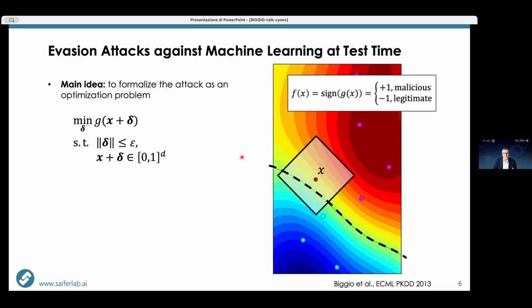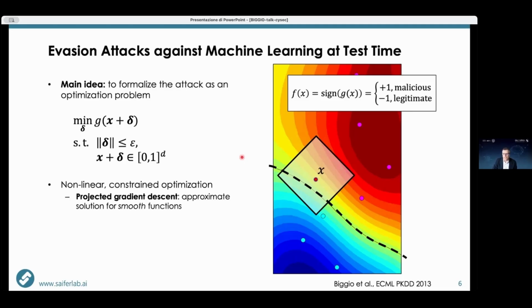So what you have here is basically this minimization problem with constraints, and in most of the cases, this is just a nonlinear constrained optimization problem that you can solve by gradient descent. So that's basically the short story about all of this area of evasion attacks against machine learning models.